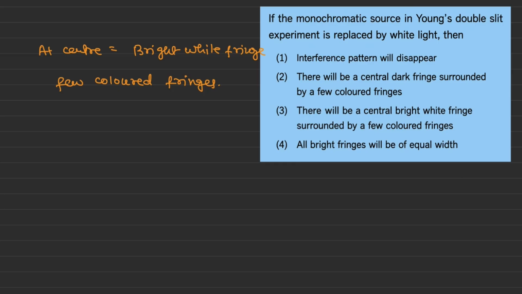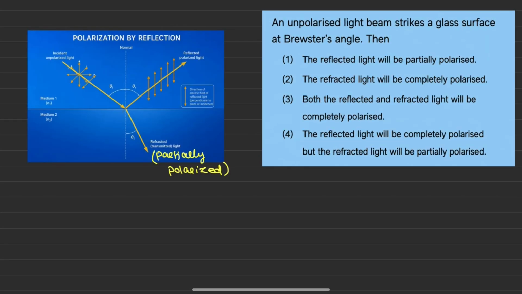Now let us go with the options. First, they're saying the interference pattern will disappear. No. Next, there will be a central dark fringe surrounded by a few colored fringes. You can say the center will be bright. It will not be dark. Let's go to the next. There will be a central bright white fringe surrounded by a few colored fringes. So the correct answer will be option number three. But let us see what they have given in option number four. They are saying all bright fringes will be of equal width. No, all the constituents have different wavelengths, so their fringe width will also be different. Thank you.